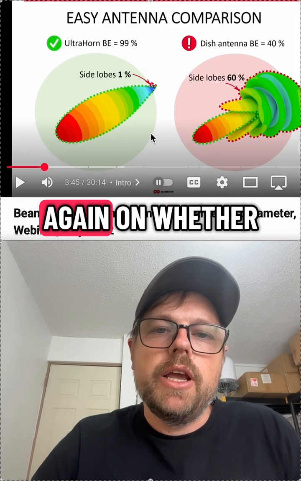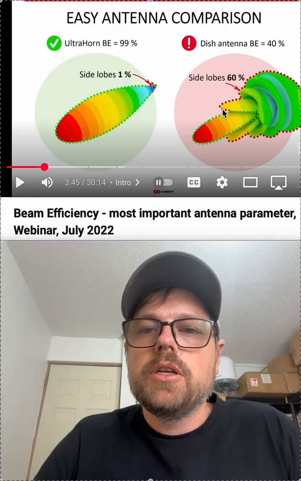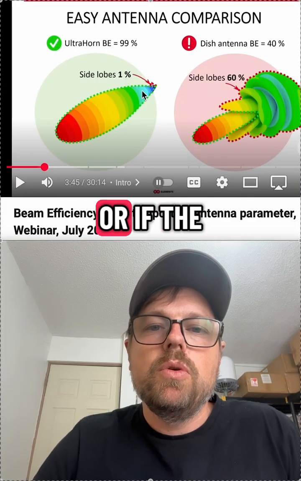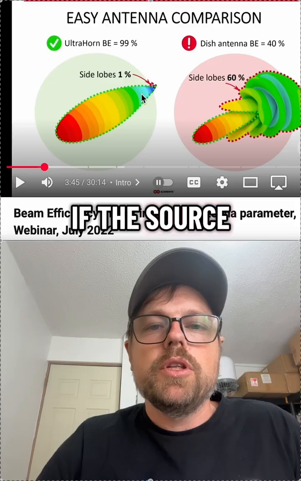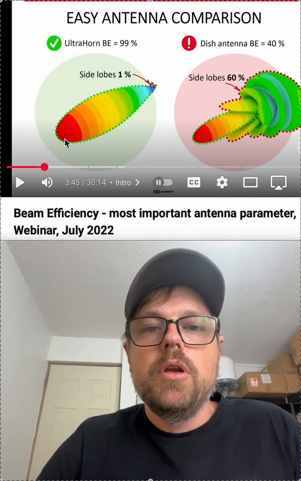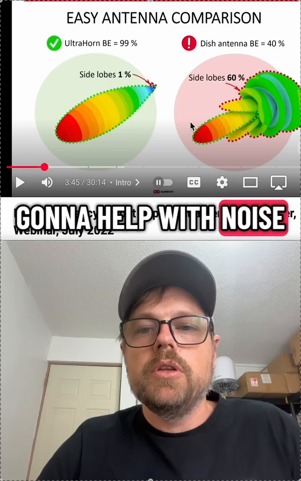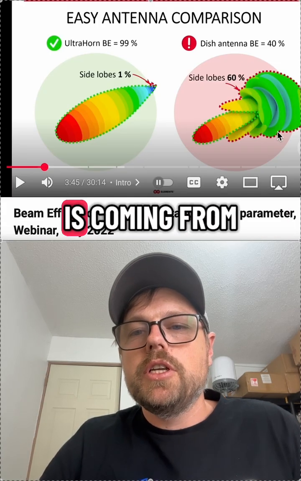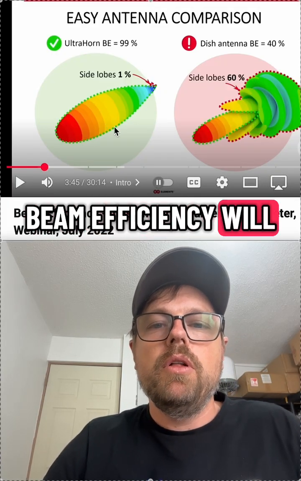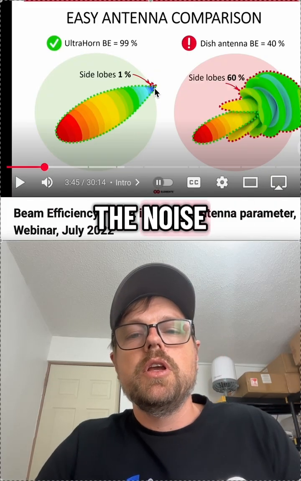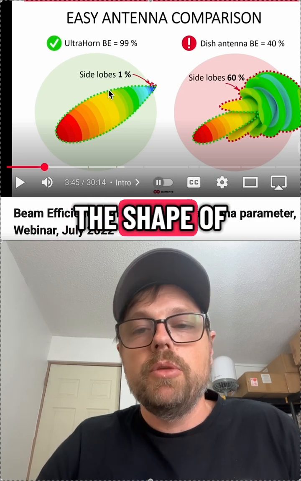So that depends again on whether the source of the noise is coming from the side lobes or if the source of the noise is coming from the main lobe. If the source of the noise is coming from the main lobe, then having high beam efficiency isn't going to help with noise. If the source of the noise is coming from the side lobes, then having high beam efficiency will help you reduce the noise. It just depends on where the noise is coming from. It depends on the shape of the beam.